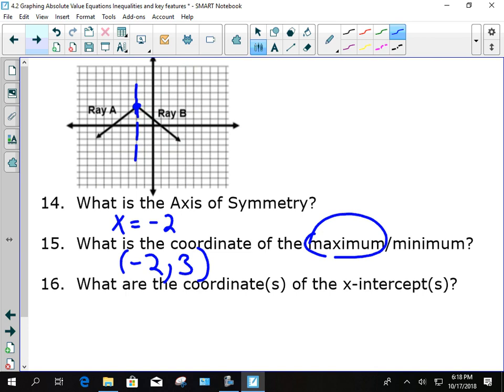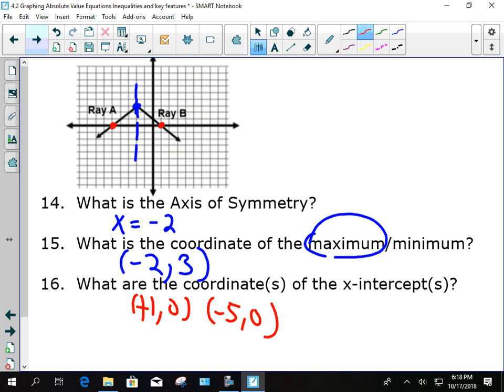What are the coordinates of the x-intercepts? Here's an x-intercept, and here's an x-intercept. So I am at -1, 0, because y is always 0 at your x-intercepts. And I am at -5, 0. Why did I say -1? That's +1. Good catch, front row. Must be in the front row.